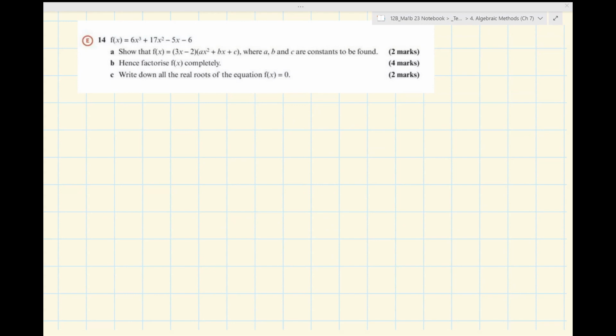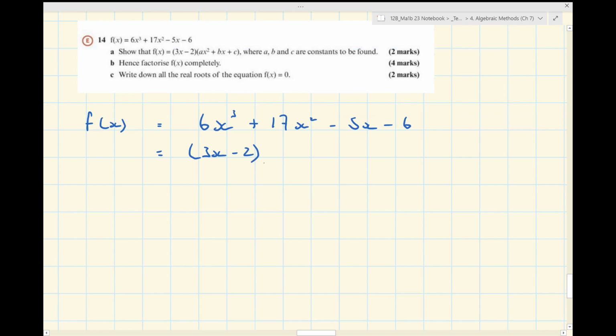Question 14. I've got to show that f of x, which is this expression, 6x cubed plus 17x squared minus 5x minus 6, can be written as 3x minus 2 lots of something. So I could do a long division. I'm going to divide this by inspection here.